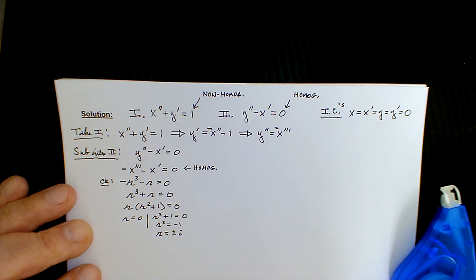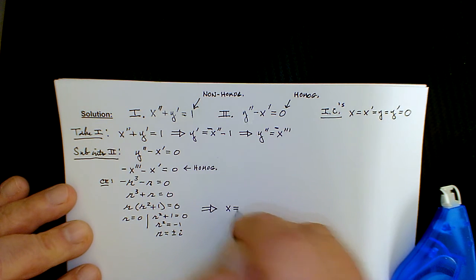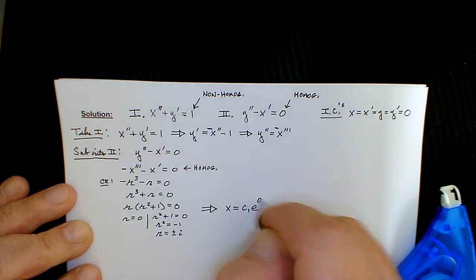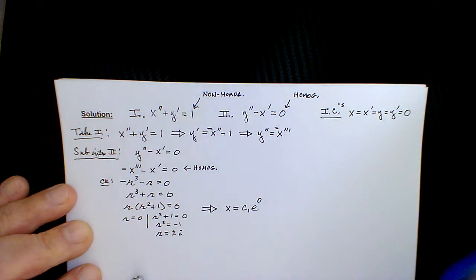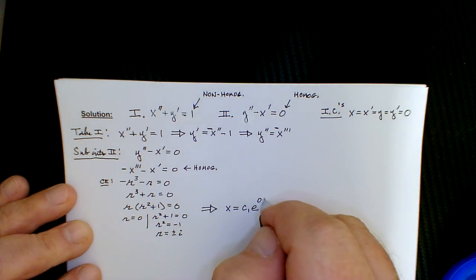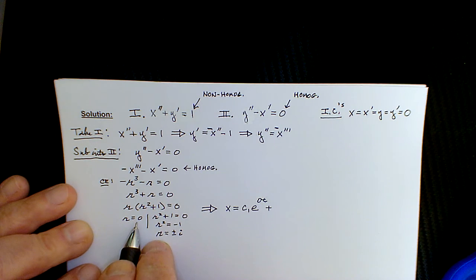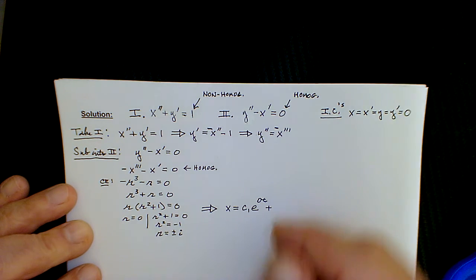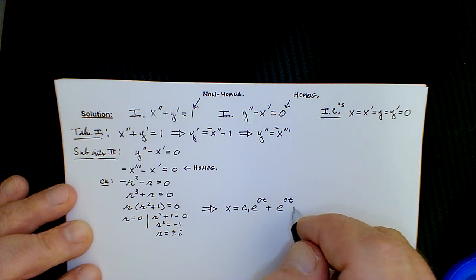Okay, so from those roots, we come up with an equation for x, which would be, I'll show it explicitly, C1 e to the 0. Now the independent variable is t here. So C1 e to the 0t. And then plus, so that takes care of the root of r equaling 0. Complex conjugate pairs, e to the at. a is 0. So e to the 0t.